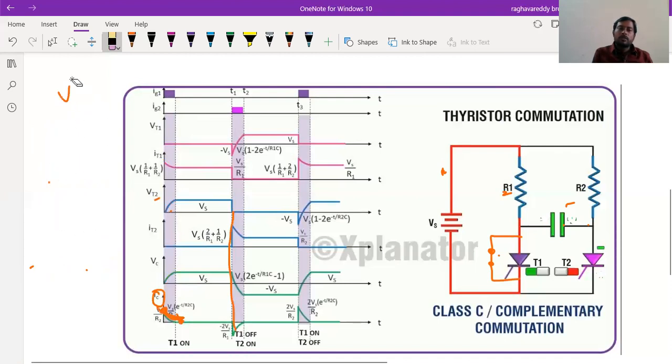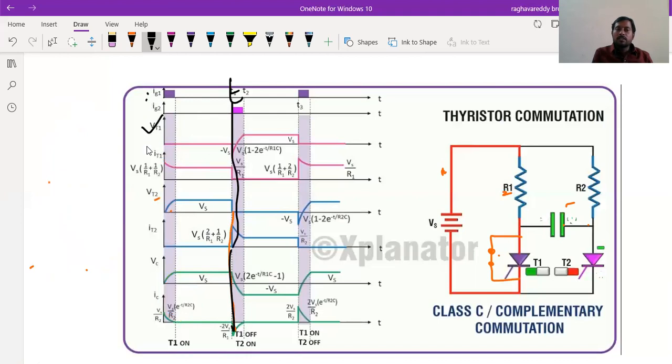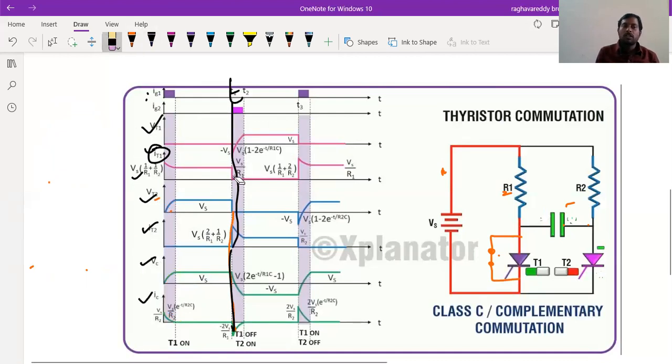So now all the points up to the t1 duration will be covered, all the waveforms up to this point: the supply current, which is the thyristor current, the voltage across the thyristor, the current through the thyristor T2, and the voltage across the capacitor and current through the capacitor. Up to t1, the behavior of all the elements is covered.